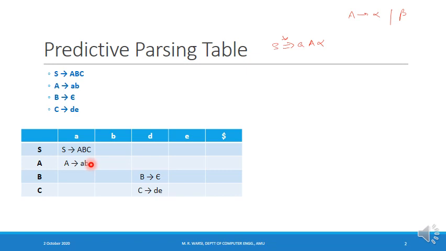All the productions of a variable will be there in the row of that variable. All the productions of the variable capital A will appear in this row only. They will not appear in the row of another variable. Similarly, all the productions of the variable capital S will appear in this row only. So the predictive parsing table is a two-dimensional table, and the structure looks like this.